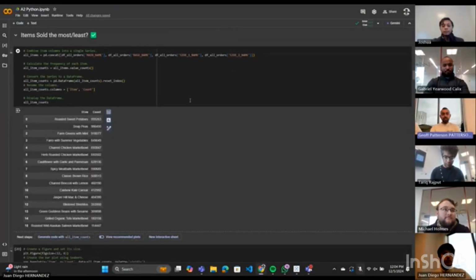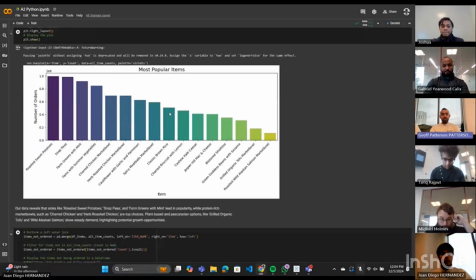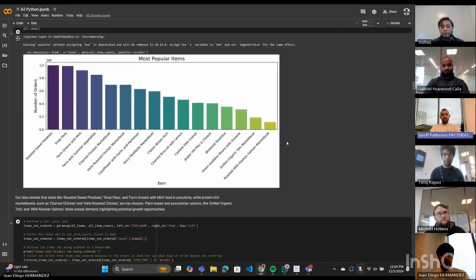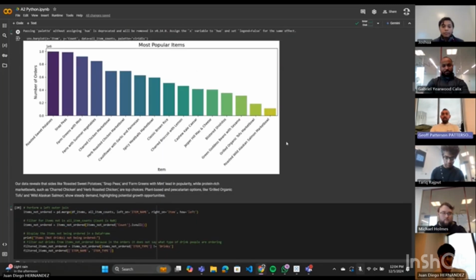For the items sold the most and least, we combine item columns into a single series to calculate the frequency of each item. Our data reveals that items like roasted sweet potatoes, snap peas, and farm greens with mint led in popularity, while protein-rich market bowls such as charred chicken and herb roasted chicken are top choices. Plant-based and pescatarian options like grilled organic tofu and wild Alaskan salmon show steady demand, highlighting potential growth opportunities.